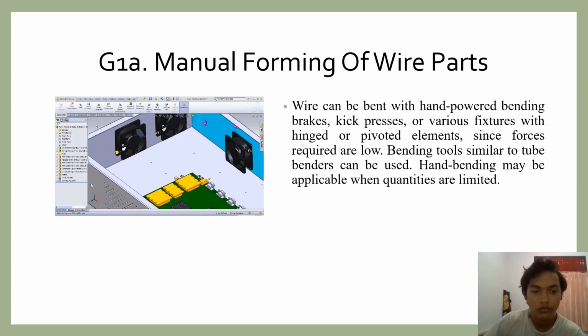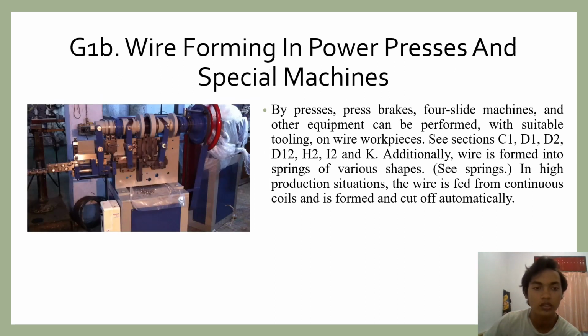Hello, in this demonstration, we're going to once again show how a person can manually create G1B. Wire forming on a device, press brake, four-slide machine, and other equipment can be performed with the tooling of the workpiece. See sections C1, D1, D2, D12, HE, I2, and K. Additionally, wire is formed into springs of various shapes.